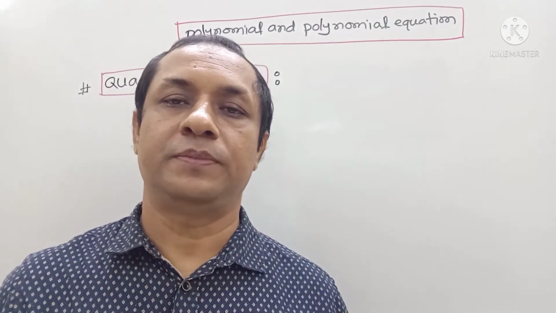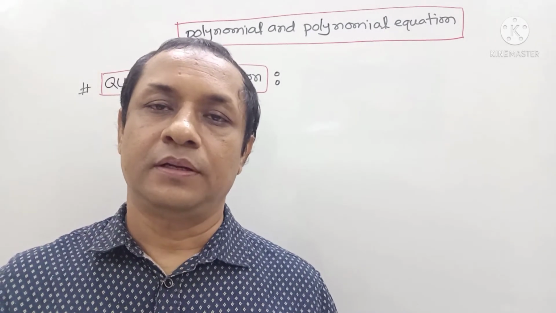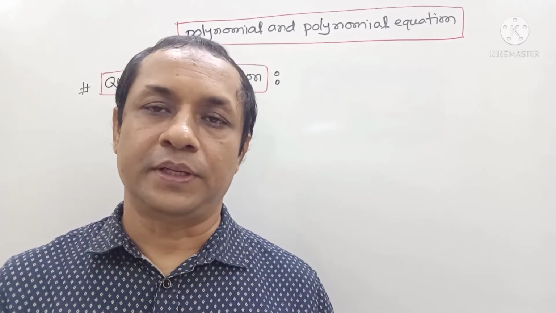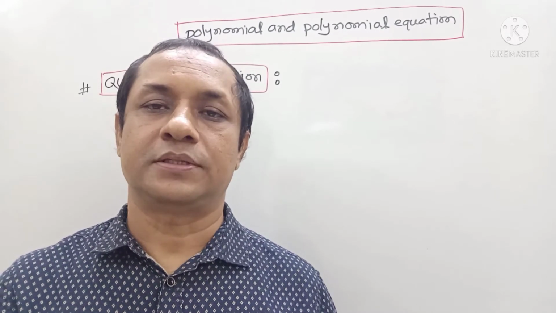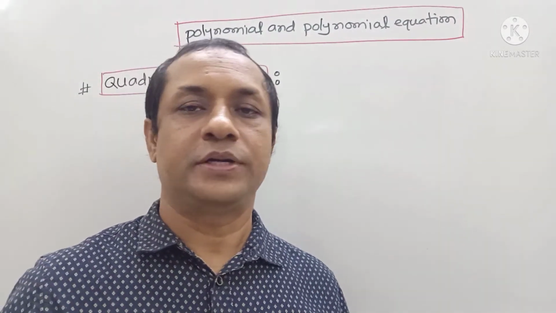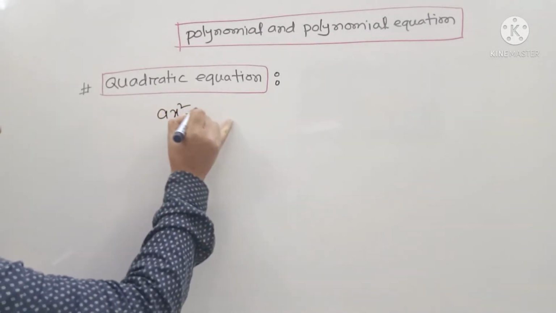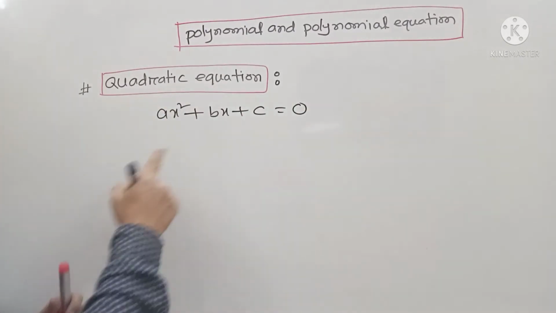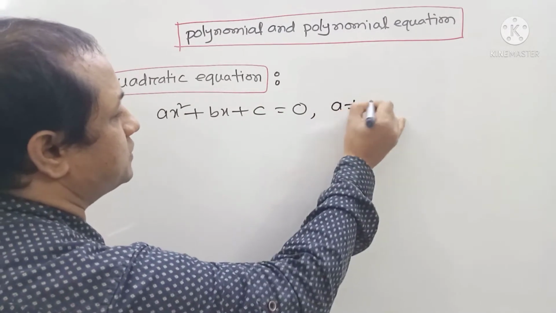Students, what do you mean by quadratic equation? A polynomial whose highest power of variable is 2 is called a quadratic equation. So for example, the standard form of a quadratic equation is ax squared plus bx plus c equals to 0. It is the standard form of a quadratic equation. Here a is not equal to 0.